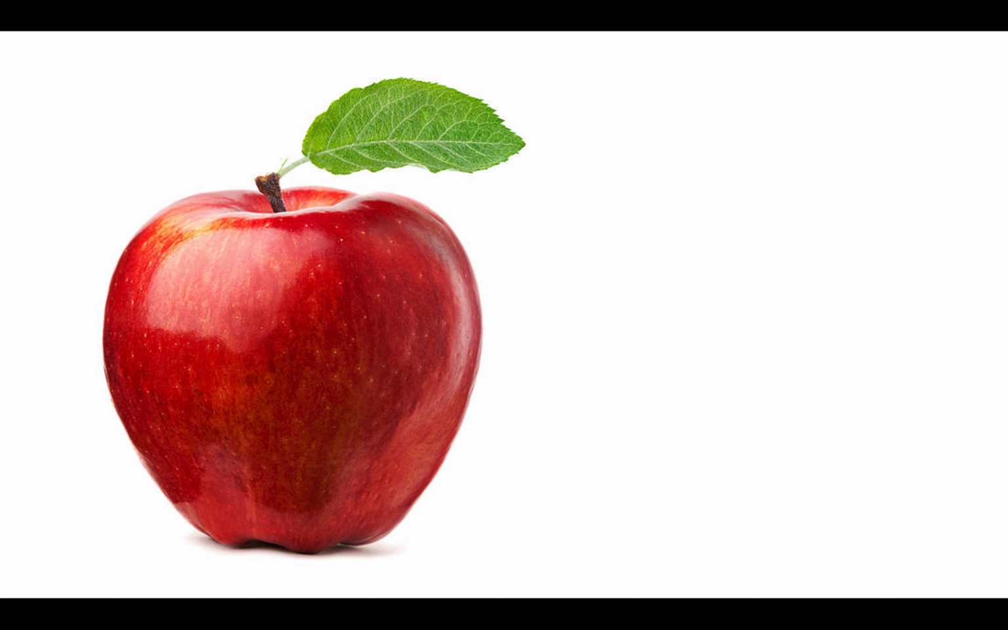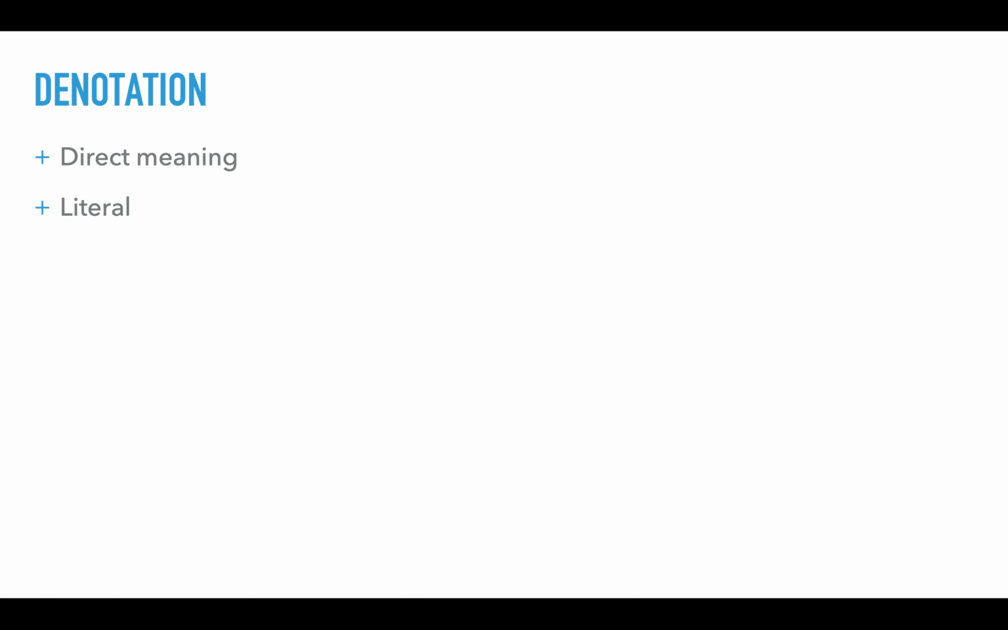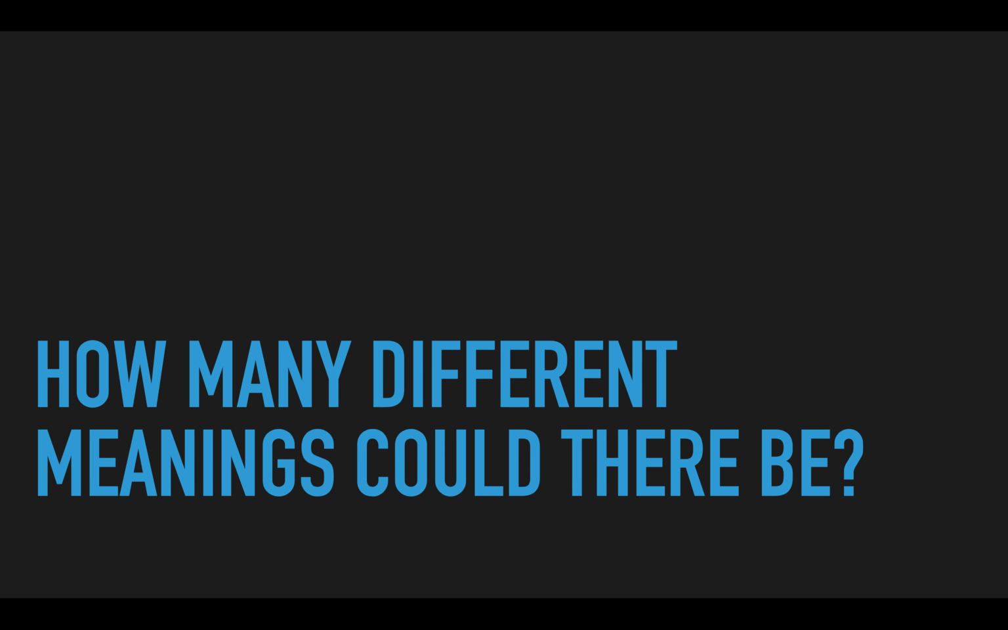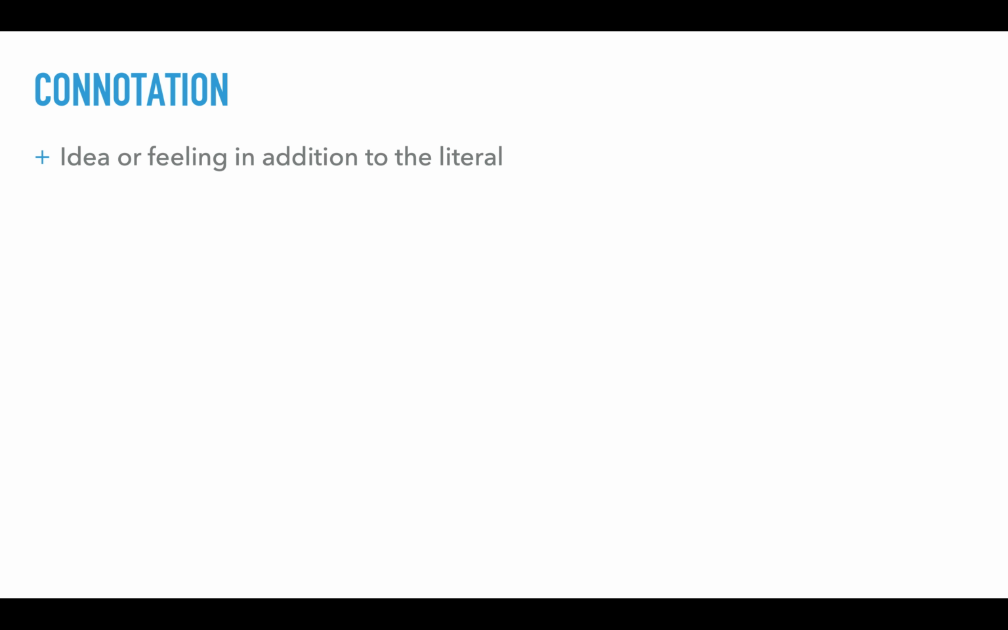If you go even deeper, you could probably say that it is a photograph of an apple, but it's just an apple. And that's the denotation, the direct meaning. What it is actually, it is an apple. But we can change the meaning of what it is based on some of the things that we pay attention to, things that we want. And that's connotation. So adding an idea or a feeling to the literal.